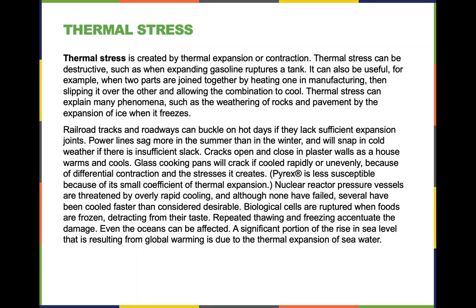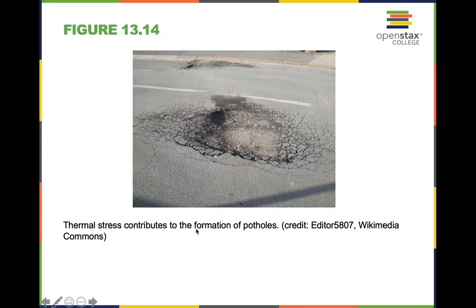Nuclear reactor pressure vessels are threatened by overly rapid cooling, and although none have failed, several have been cooled faster than considered desirable. Biological cells are ruptured when foods are frozen, detracting from their taste. Repeated thawing and freezing compounds the damage. Even the oceans can be affected. A significant portion of the rise in sea level resulting from global warming is due to the thermal expansion of seawater. So pretty much everything will contract and expand. Nothing is forbidden from expanding or contracting. So thermal stress contributes to the formation of potholes. In Houston, we have a bunch of those.